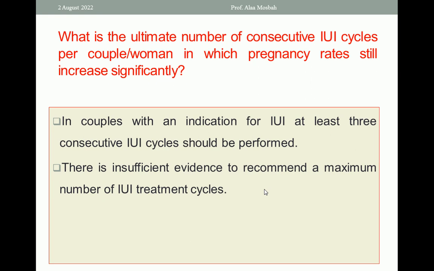What is the ultimate number of consecutive IUI cycles per couple in which pregnancy rate still increases significantly? How many times should you do IUI repeatedly? In couples with an indication for IUI, at least 3 consecutive IUI cycles should be performed. So do it for 3 consecutive cycles, when it is indicated. There is insufficient evidence to recommend a maximum number of IUI treatment cycles. So when indicated, the minimum is 3 cycles. Is there any maximum for IUI treatment cycles? There is no evidence about that.